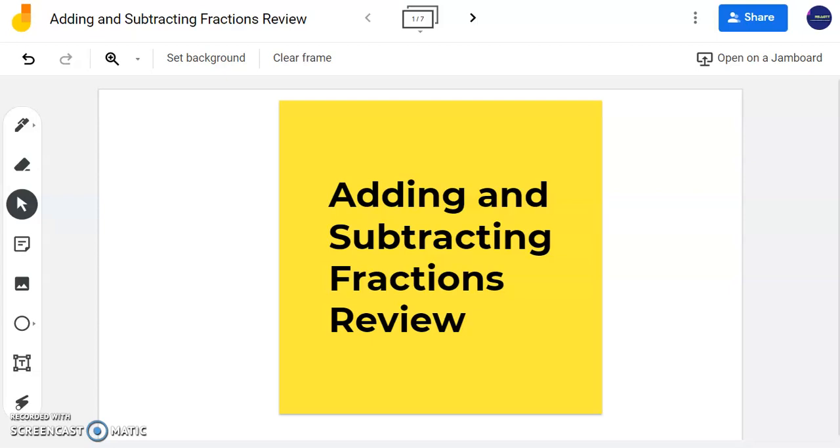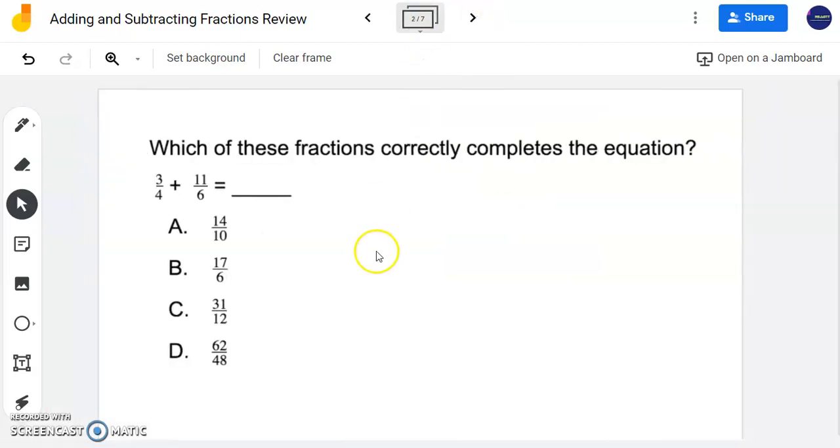So in this video, we are going to review how to add and subtract fractions, specifically with unlike denominators. In this first problem, it says, which of these fractions correctly completes the equation? Here we have 3/4 plus 11/6 equals, and here are my solutions.